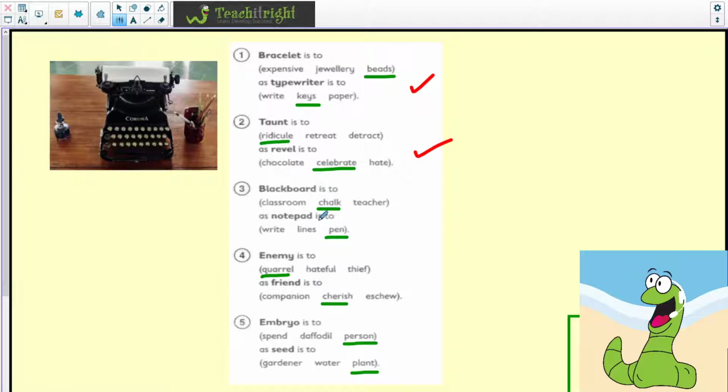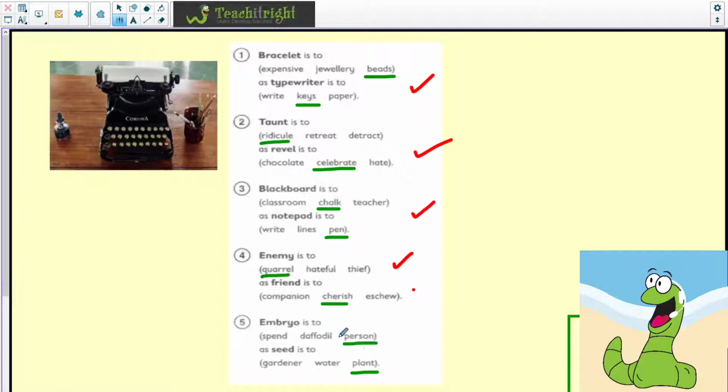Blackboard is to chalk, because of course we use chalk on a blackboard, and on a notepad you would use a pen. So again, whatever I have on the first set, I must have on the second pair of words. Enemy is to quarrel. Words are verbs that relate to the noun, so enemy and quarrel. And then we've got friend and cherish. So hopefully you got that one correct.